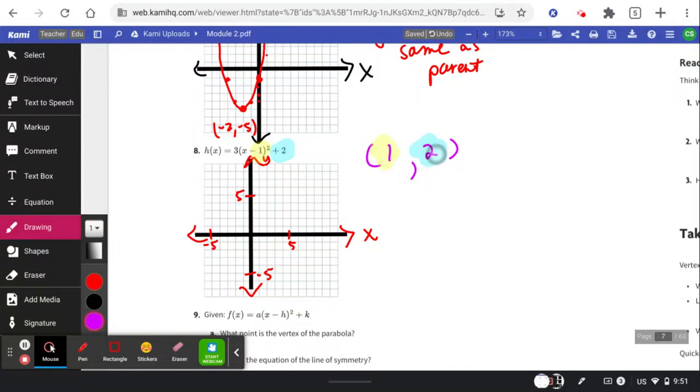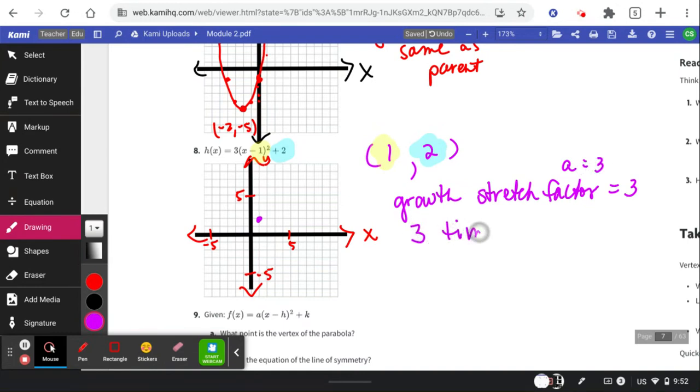Did you get +1, 2? Good, go put a dot. From there, we're counting the growth of a stretch factor of 3. My A value is 3. So this is growing 3 times as fast as the parent.